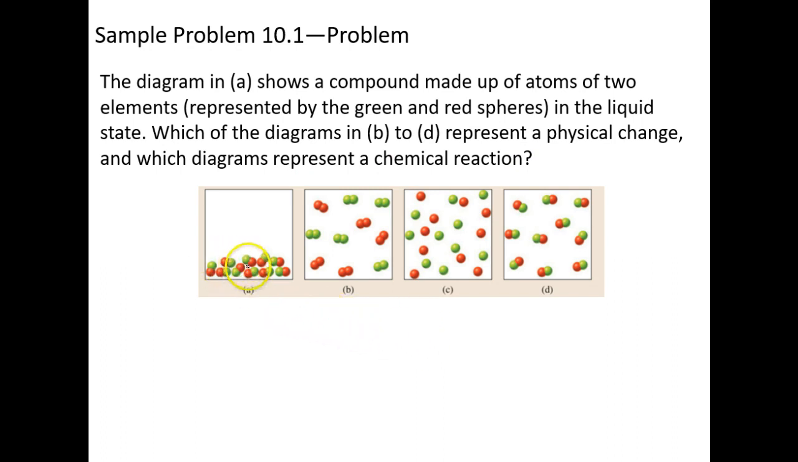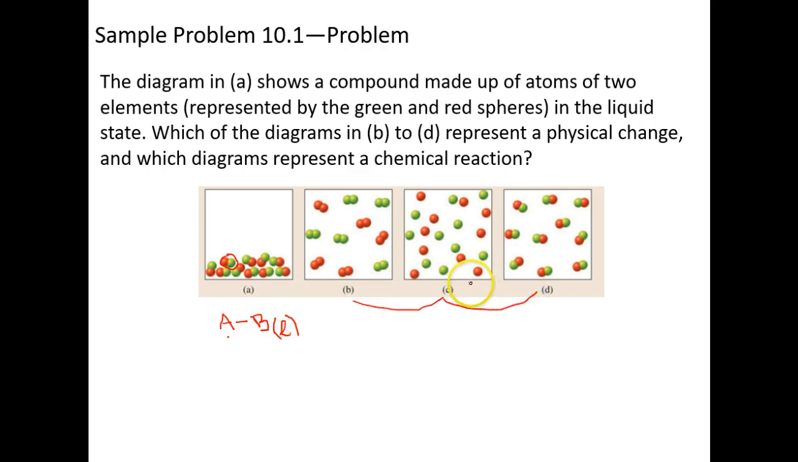Imagine that we're starting with A. Notice you have green and red atoms hooked to each other. Let's say A is the red and B is the green, and we are in the liquid state, so you show that with an L. Which one of these examples, B, C, and D, is a chemical change?